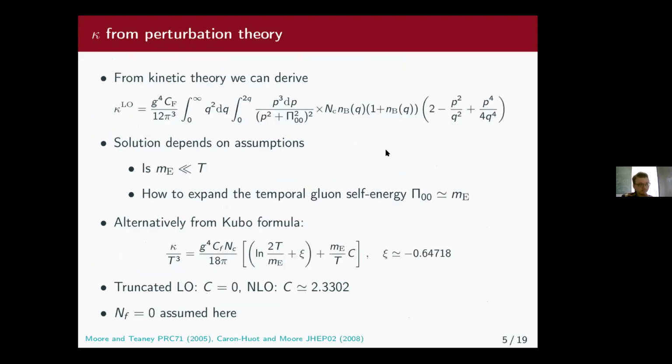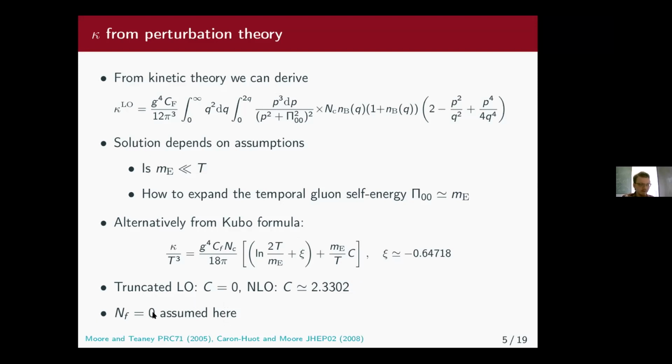Now, the kappa, we can derive it from kinetic theory using this equation. And solving this will depend on the assumption that the Debye mass is smaller than the temperature. And you also have to expand the gluon self-energy; the first order would be the Debye mass, and then you can have higher order corrections, and that will affect what the final form of kappa is. Alternatively, you can use the Kubo formula and you get this next-to-leading order result with this C coefficient. We will later use this form to fit the temperature dependence of our lattice results by using C as a fit parameter.